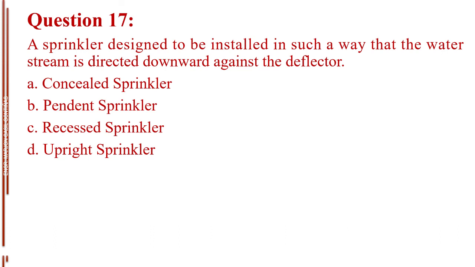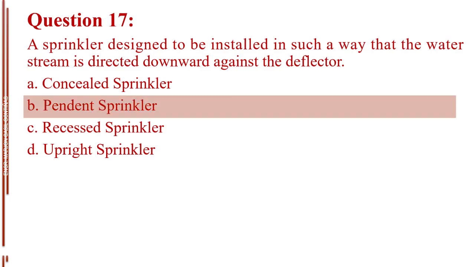Question number 17. A sprinkler designed to be installed in such a way that the water stream is directed downward against the deflector. Letter A, concealed sprinkler. Letter B, pendant sprinkler. Letter C, recessed sprinkler. Letter D, upright sprinkler. The answer is letter B, pendant sprinkler.